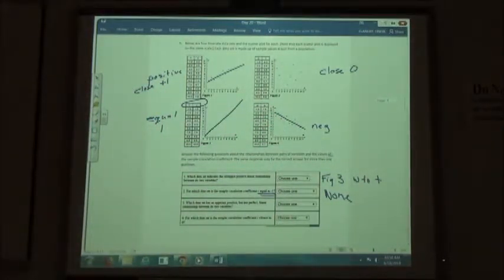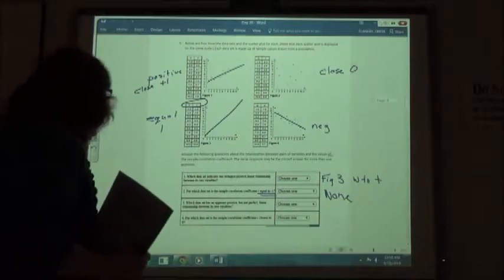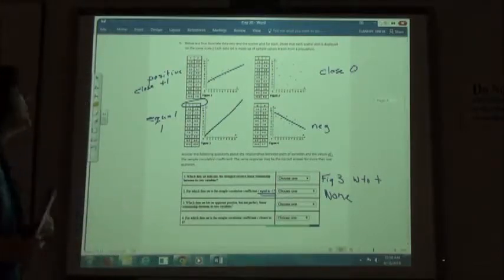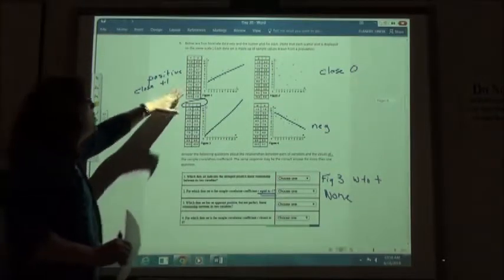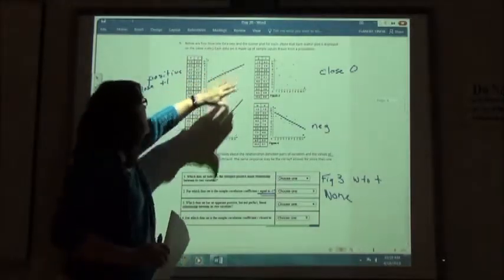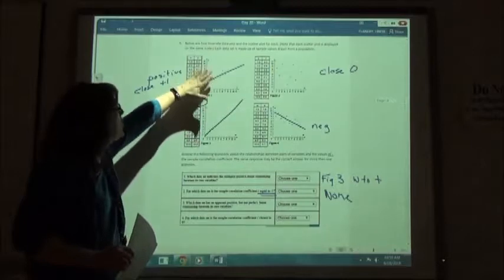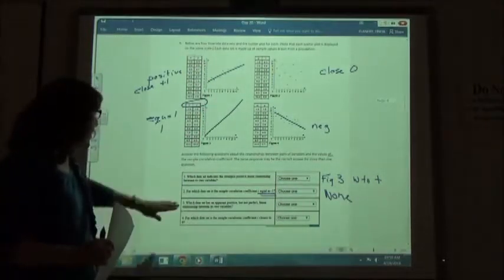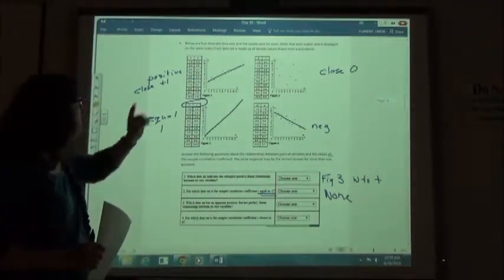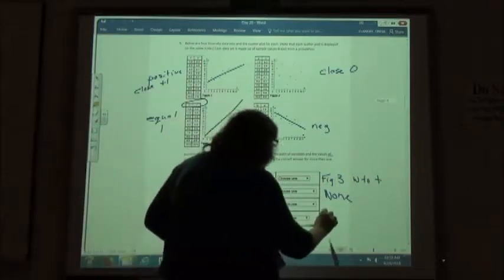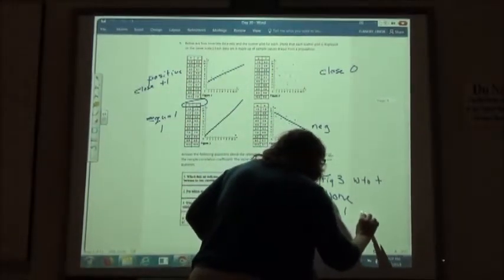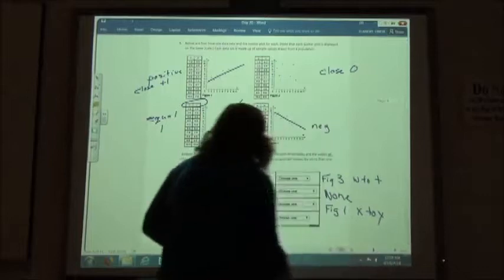Which data set has an apparent positive but not perfect linear relationship between my two variables? So in this case, here's the one that's positive, but it's not perfect because it's not exactly equal to 1. It's close, but it's scattered around. So which one has a +1 but not perfect? Figure 1, which is x to y.